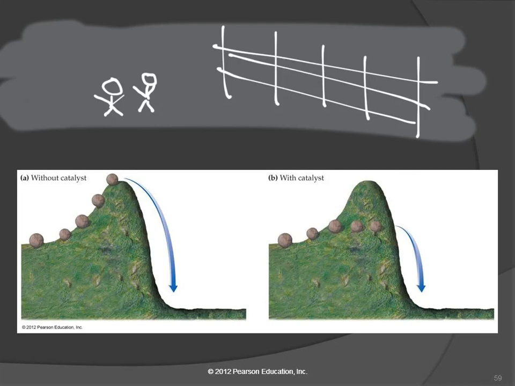Another possibility is we could get a teacher to stand here and pick the children up and lift them over the fence. Okay, so that's another option. It's an alternate pathway that's lower in energy for the reactants, and so it makes the reaction go faster.